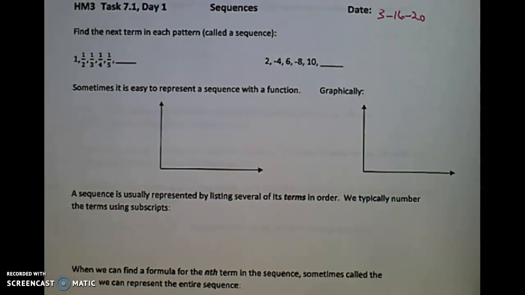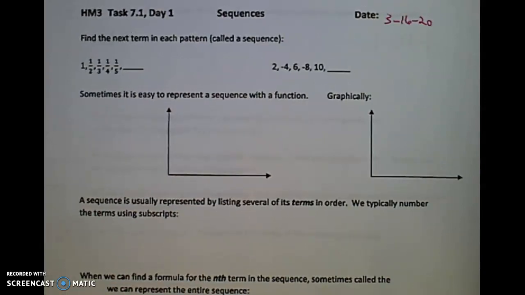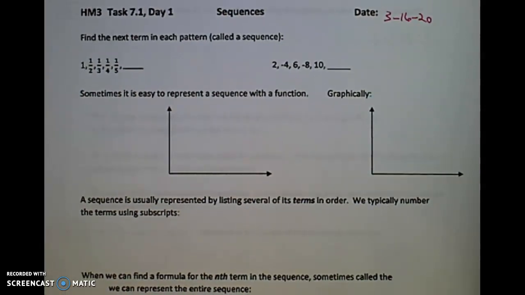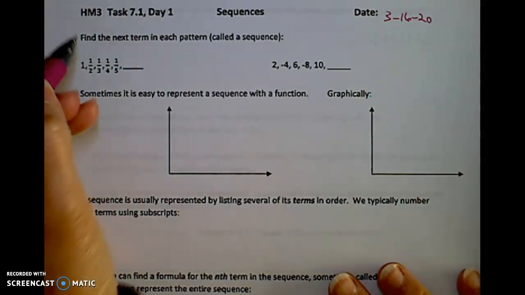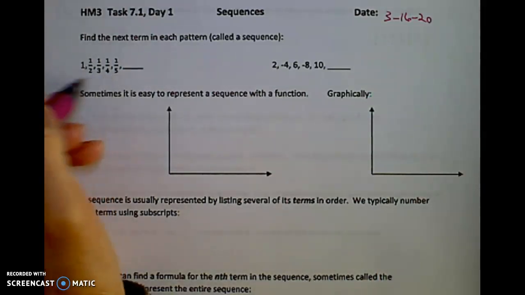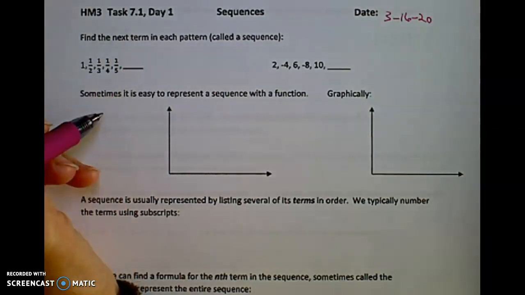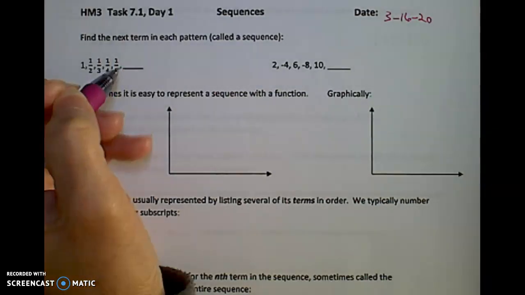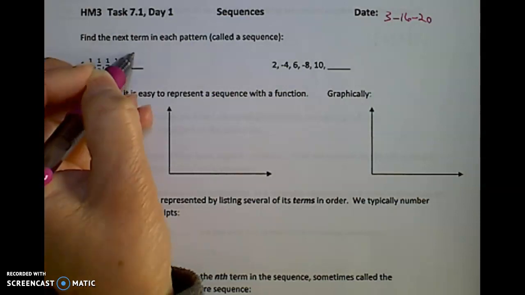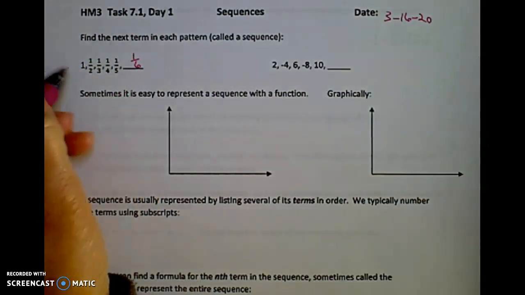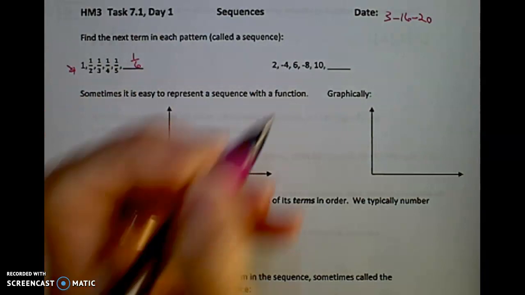Alrighty, let's get rolling. Again, you printed out your notes. We're talking about sequences this week in Module 7. A sequence is simply a pattern of numbers. For example, if you looked at that pattern and I asked you to identify the next term in that sequence, please jot it down. And you should have found the next term in that sequence is 1 over 6. We're going to look at this one in detail in a second.